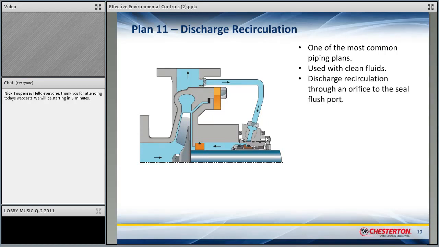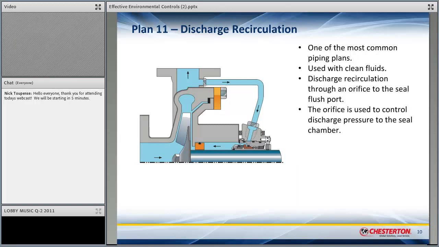What we do is we take a discharge from the discharge of the pump, and we recirculate it through an orifice to the seal flush port, and we introduce that into the seal chamber. Ideally, what we're trying to do here is provide, once again, that more favorable seal environment. This particular piping plan is used to control discharge.